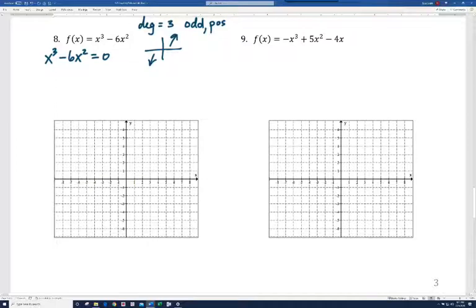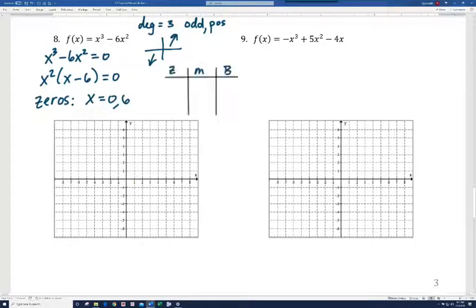Now the first thing I'm going to want to do is factor out an x squared. It's going to be x squared. Let's see, I need x squared times x to get x cubed, and x squared times a minus 6 will give me the minus 6x squared. And so I have two factors here, x squared and x minus 6, and so my zeros are going to be 0 and 6.